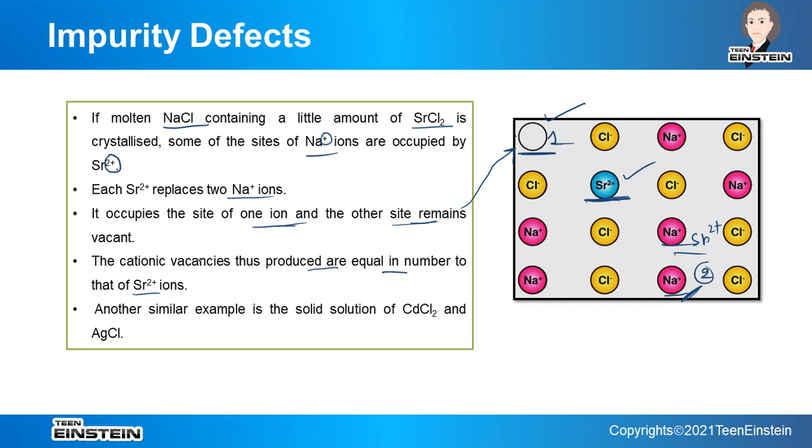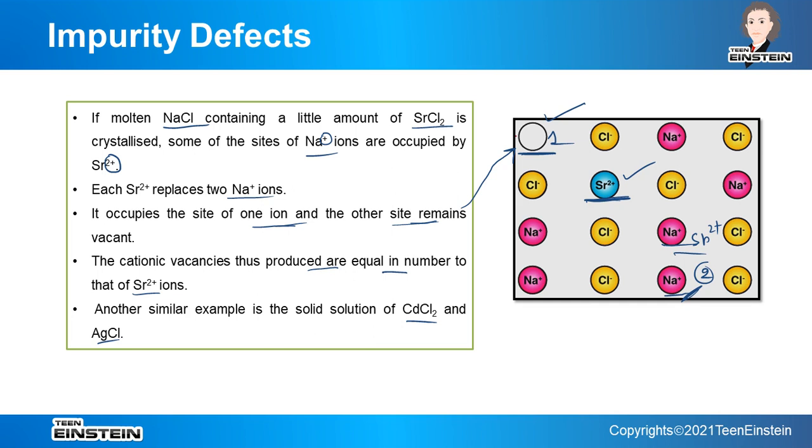So that is why we are saying that the cationic vacancies thus produced are equal in number to that of Sr2+ ions. And another type of example that we can give is solid solution of CdCl2 and AgCl. So why are we saying solid solution? Normally when we say solution, what picture comes to our mind? There must be some solid and we are dissolving it in some liquid solvent, right? But solid solution is where both the solute and the solvent are solid.